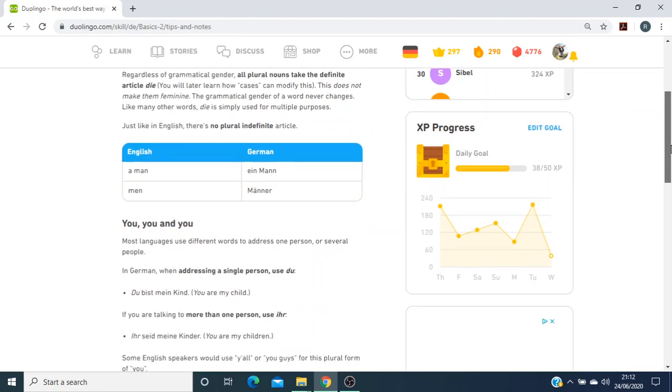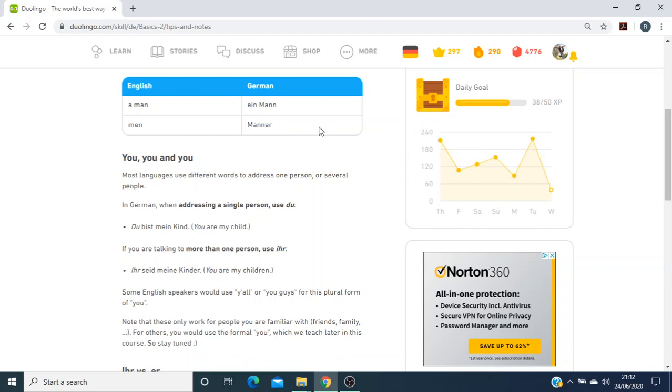So you, and you. Most languages use different words to address one person or several people. So in German, when addressing a single person, use du. Du bist mein Kind. You are my child. If you're talking to more than one person, use ihr. So ihr seid meine Kinder.